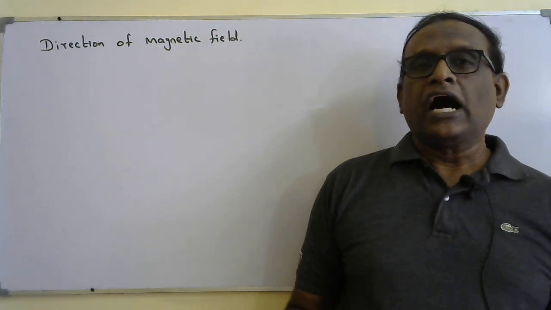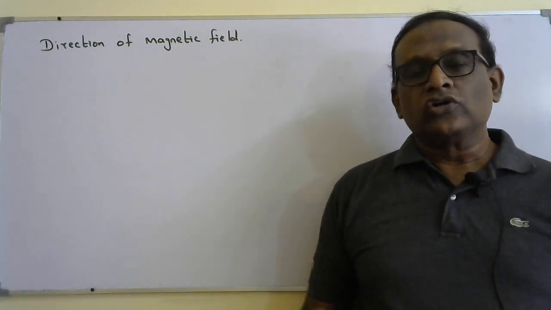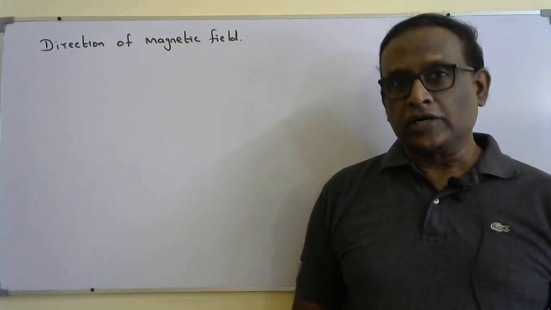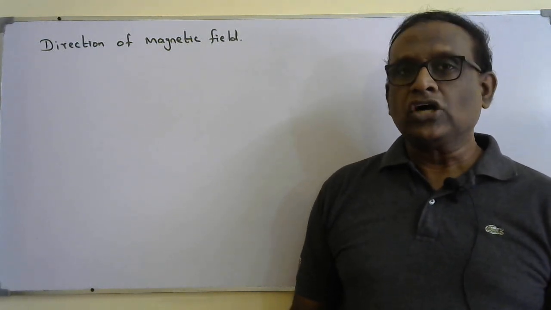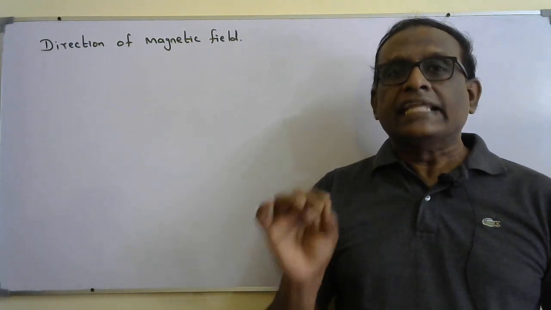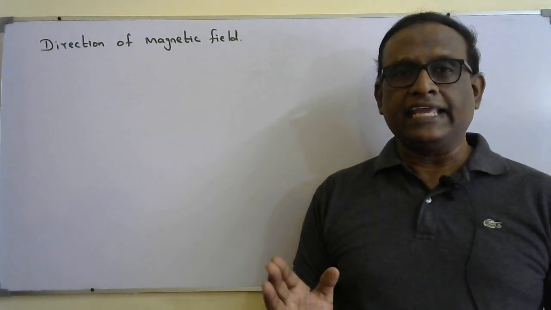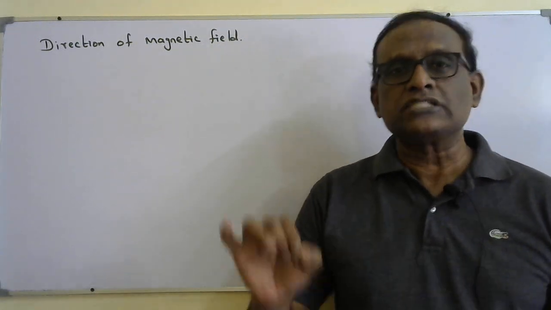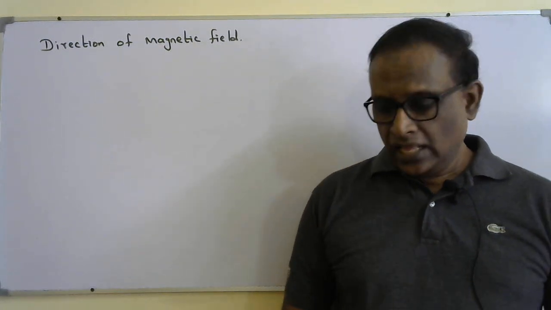Experimentally, how do we detect the direction of the magnetic field? By using a plotting compass. Keep a plotting compass at a point. The direction the needle of the plotting compass indicates is the direction of the magnetic field at that point, or in that small region. You would have learned that in IGCSE.